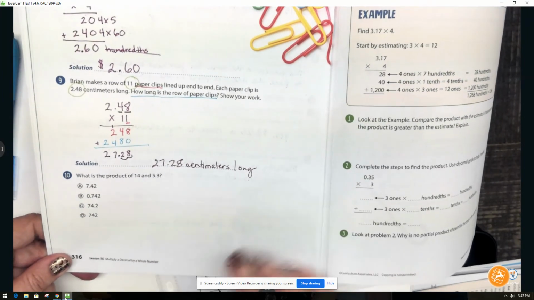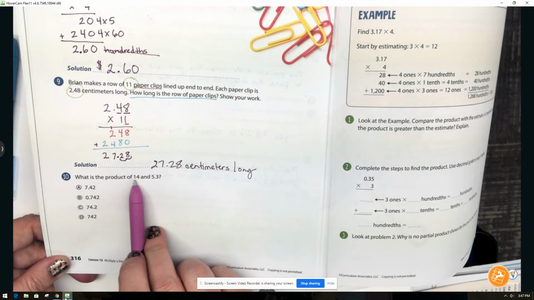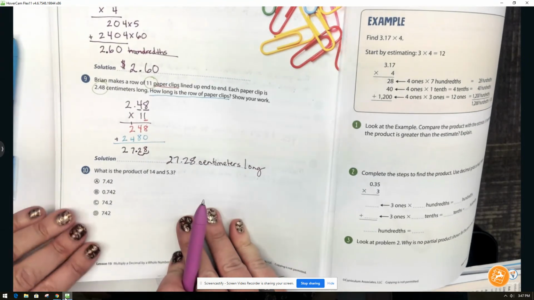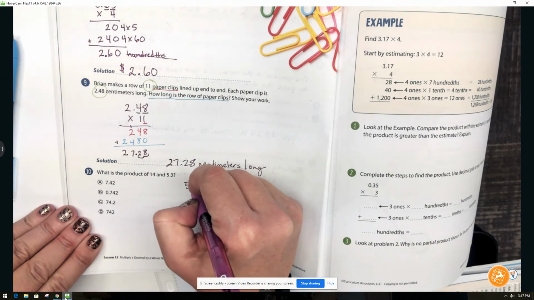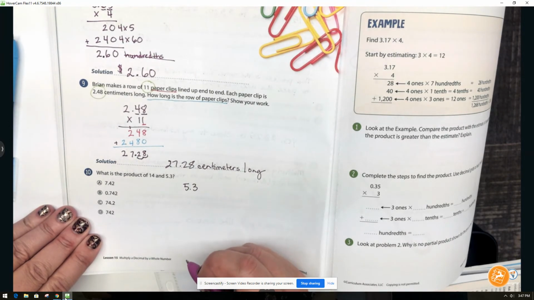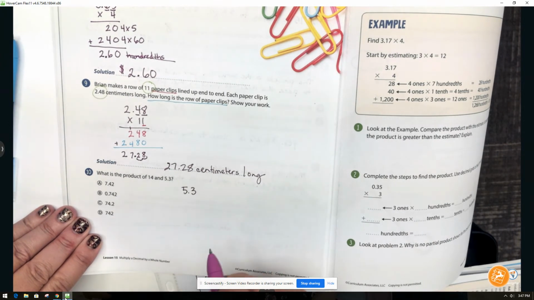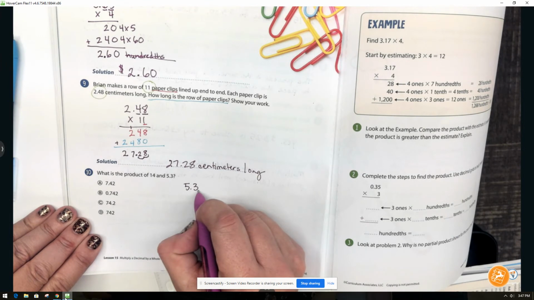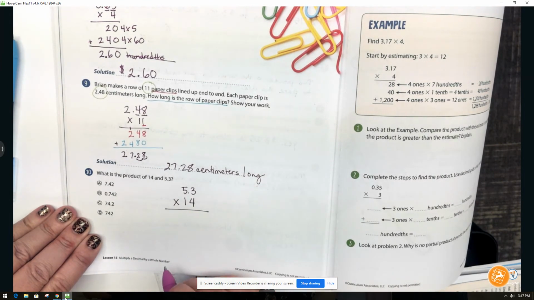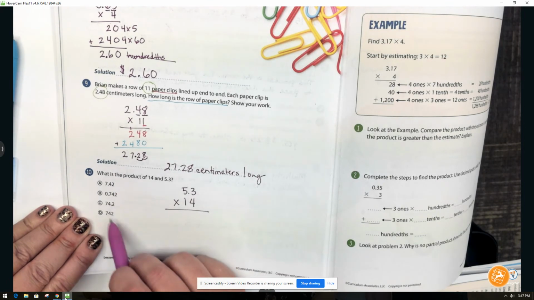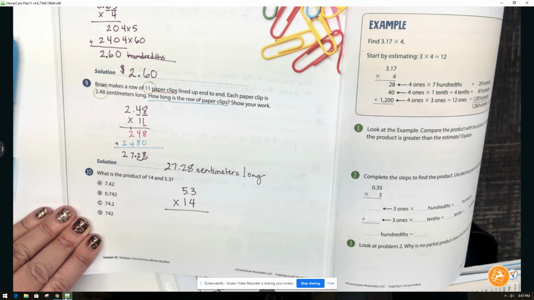All right. Finally, what is the product of 14 and 5 and 3/10? So I always like to put the decimal on top. It doesn't really matter, but I prefer to put the decimal up on top. So we're going to multiply 5 and 3/10 times 14. Now, we could look at this and actually already know what the answer is. That's how crazy the math is in this case.